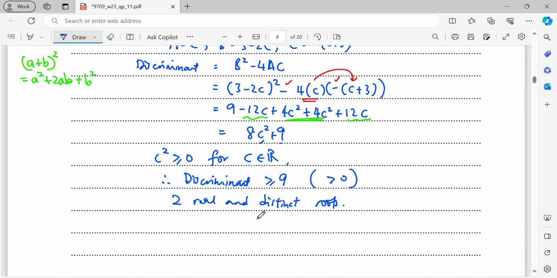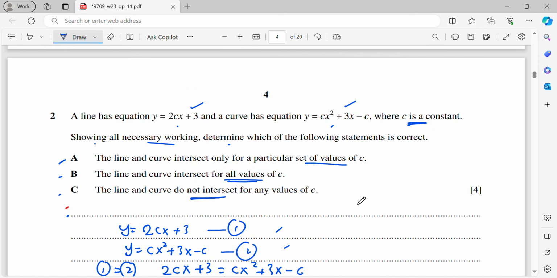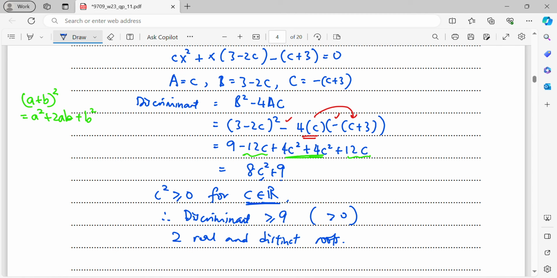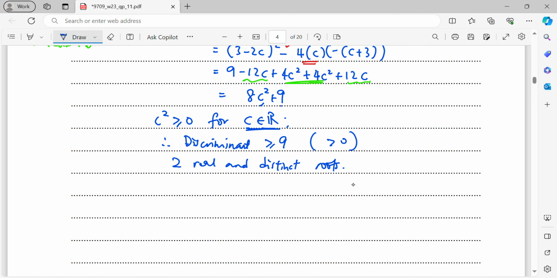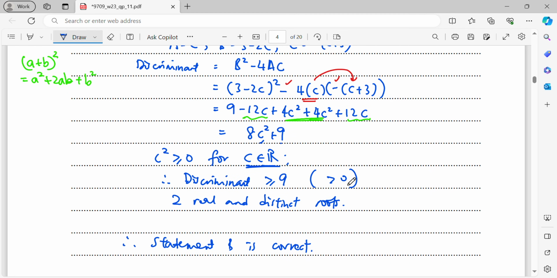So basically, they will be intersecting at 2 different points, for any c value. Alright, which means the solution is B. So statement B is correct. A is wrong because it intersects only for a particular c, but actually it is not, because it can be for any real number c. Therefore, statement B is correct. Alright, so that's the solution of this question.